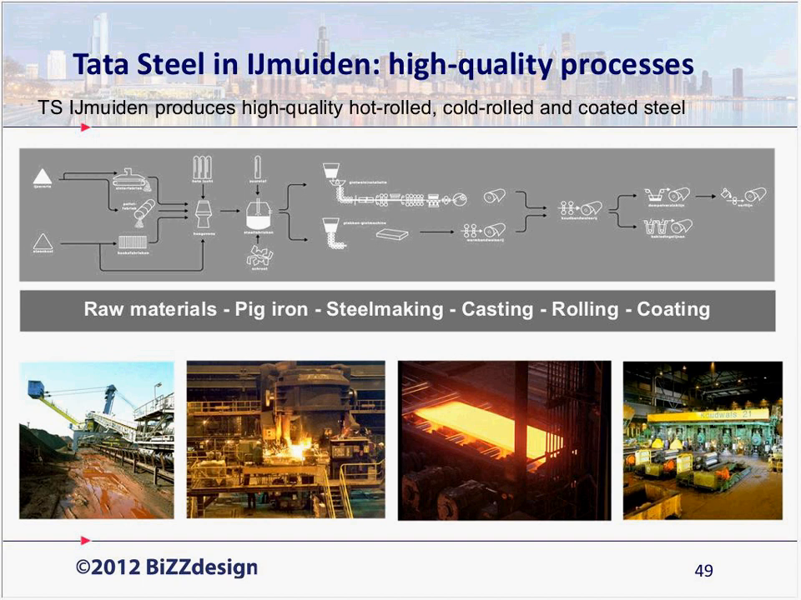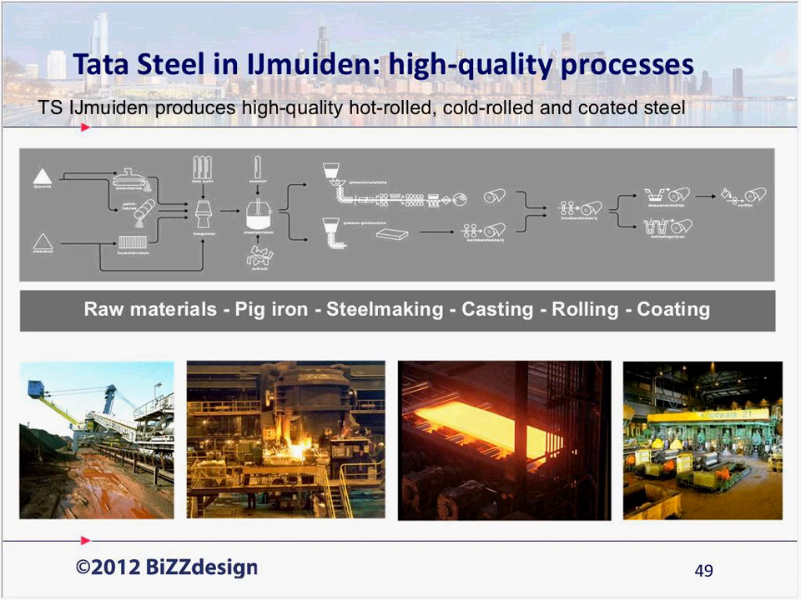In such a steel factory, you see raw materials being picked up, steel making, casting, rolling, coating. Well, not going into detail, but the business process of producing steel is quite complex. And Tata Steel is able to create all kinds of different steel for different markets.